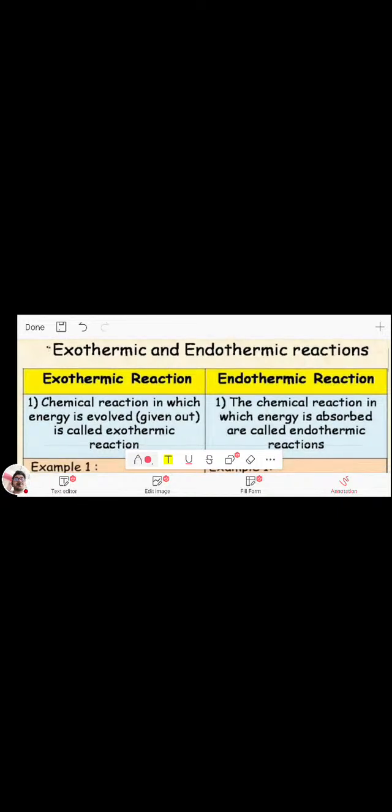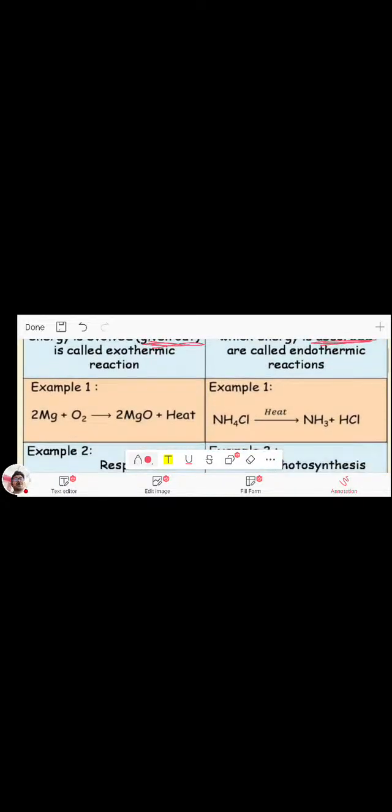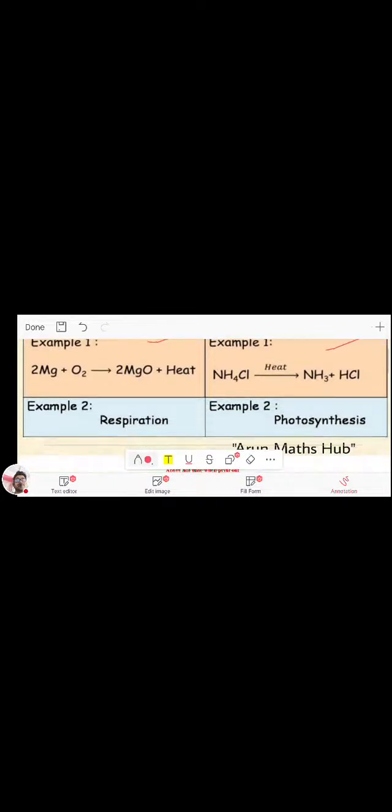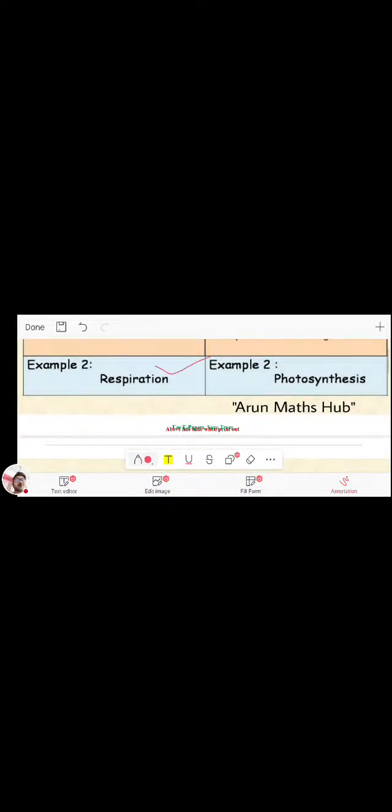Next very important question is exothermic and endothermic reaction. Exothermic reaction means a chemical reaction in which energy is evolved or given out. Heat energy is given out, known as exothermic reaction. Endothermic means a reaction in which energy is absorbed. Here energy is released or given out. Here energy is absorbed. It is called endothermic reaction. These are the examples: respiration, photosynthesis.